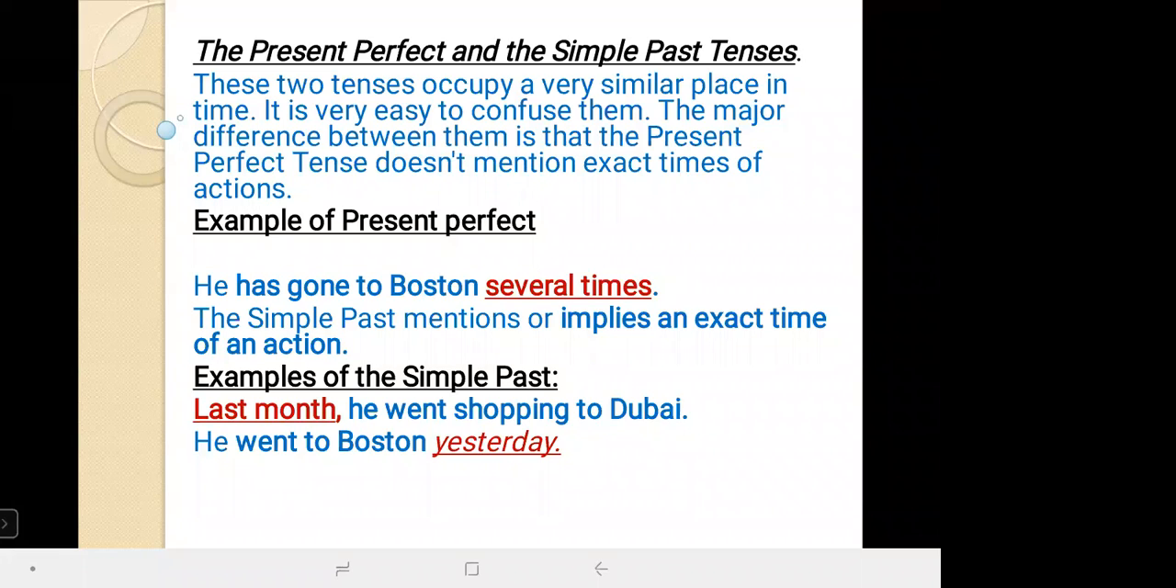The simple past mentions or implies an exact time of an action. For example, last month he went shopping to Dubai. When? Last month. But when you come back to present perfect, he has gone to Boston several times. When? It doesn't mention. Whenever you mention an action in the past using a specific time adverb, you use simple past tense. Present perfect doesn't go with specific time adverbs like last month, yesterday, a week ago, a year ago, and so on. If you have these specific past-showing adverbs or words, you use simple past tense, like he went to Boston yesterday.